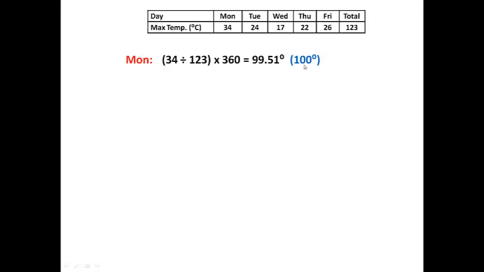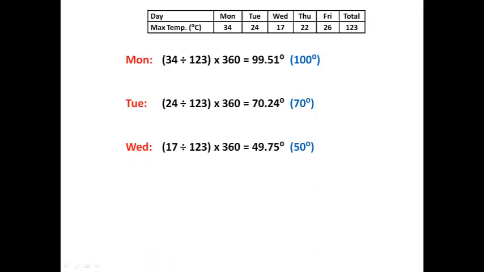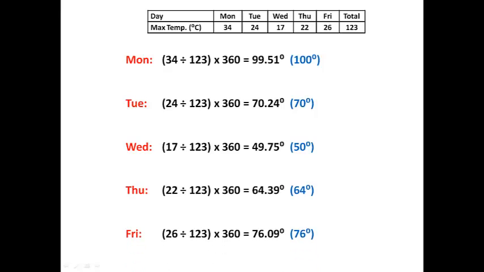Let's do the same for Tuesday. The temperature for Tuesday is 24 degrees. Divide that by 123, multiply by 360, gives me 70.24 degrees. If I round that off to the nearest unit, I get 70 degrees. We do the same for Wednesday, Thursday, and Friday.